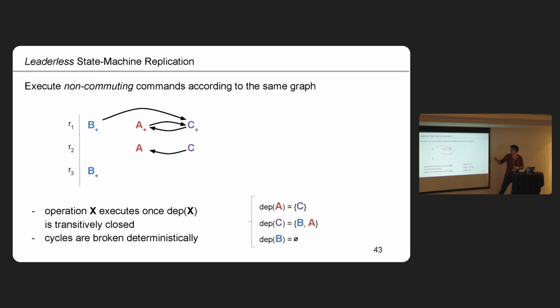So the rule here is that we can execute the command once we know that it is transitively closed in the graph. We know the dependencies of a command and the dependencies of these dependencies, etc. Once we have this information, we can break cycles arbitrarily and define an execution order.